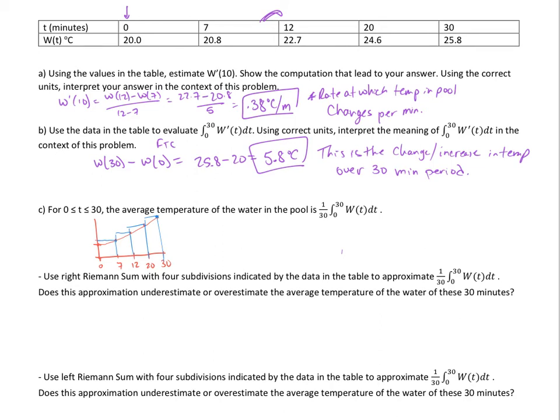Well, the Riemann sum is the sum of the areas of the rectangles. So this is the sum of the delta x times my heights. This is going to be my delta x, and those are going to be my heights of each of those rectangles. So let's go ahead and do the right side of this, and this will end up being 1 over 30, because I'm taking this average value, and then the first one is going to have a delta x of 7 and a height of 20.8.